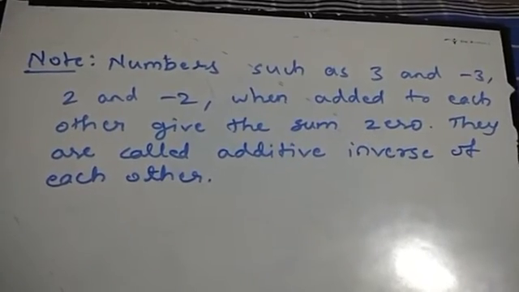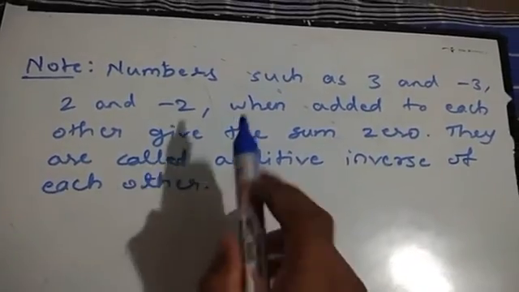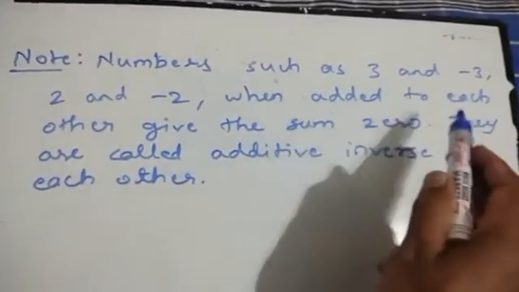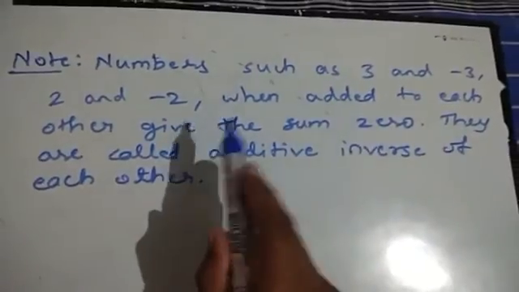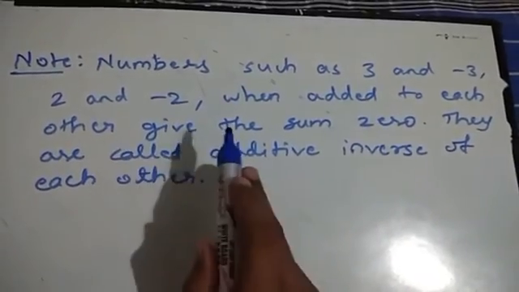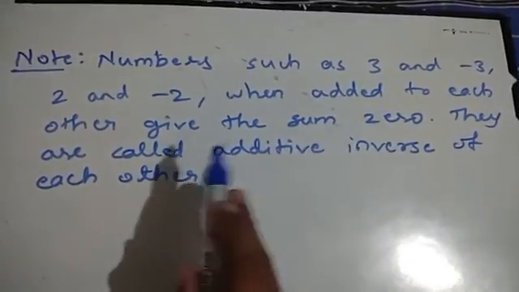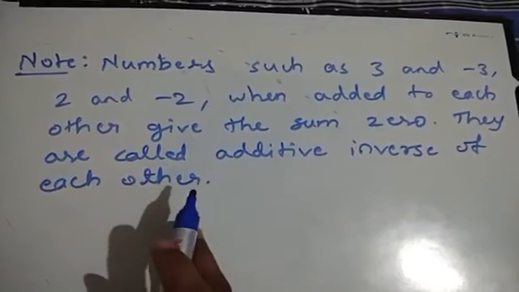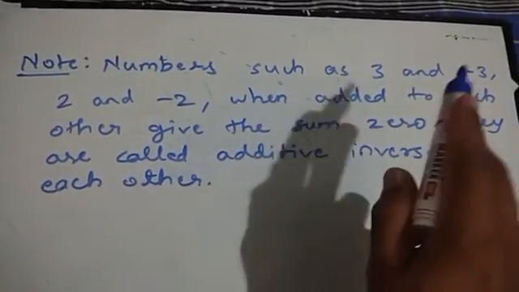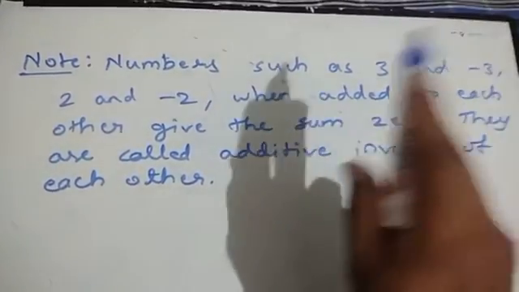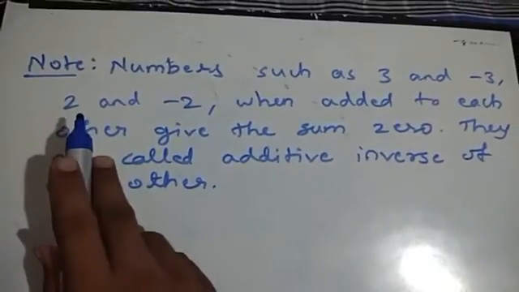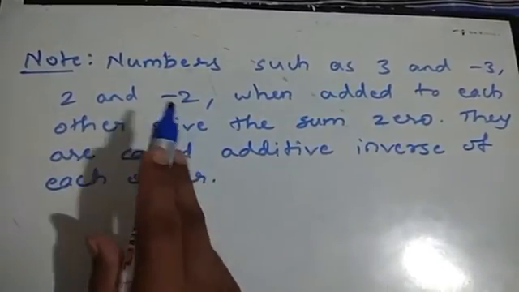Students, one important thing you remember: numbers such as 3 and -3, 2 and -2, when added to each other, give the sum 0. They are called additive inverses of each other. Remember, 3 is the additive inverse of -3 and -3 is the additive inverse of 3. In the same way, 2 is the additive inverse of -2 and -2 is the additive inverse of 2.